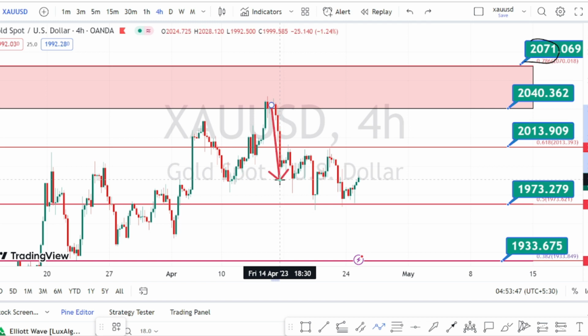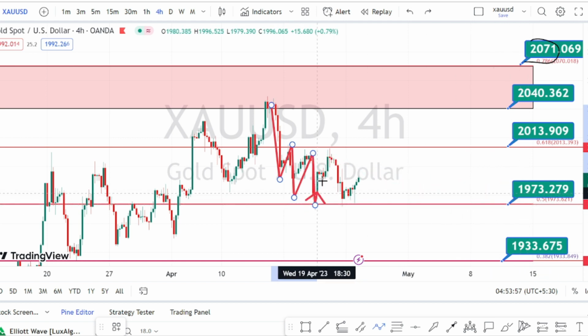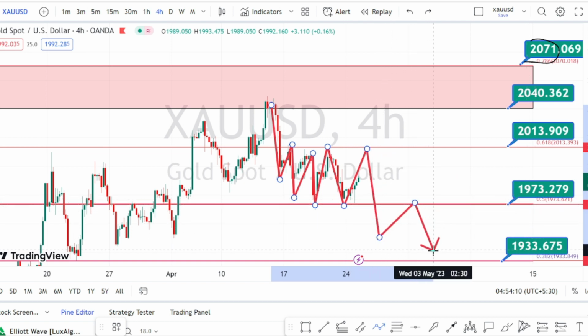Previously when we noticed the price action, it was in a very nice bearish trend making lower low, but after testing the support level of 1973, we have noticed the price action to be moving on a sideways momentum. It has to break either on the bullish side or on the bearish side in order to make a directional momentum in 4 hours time frame.